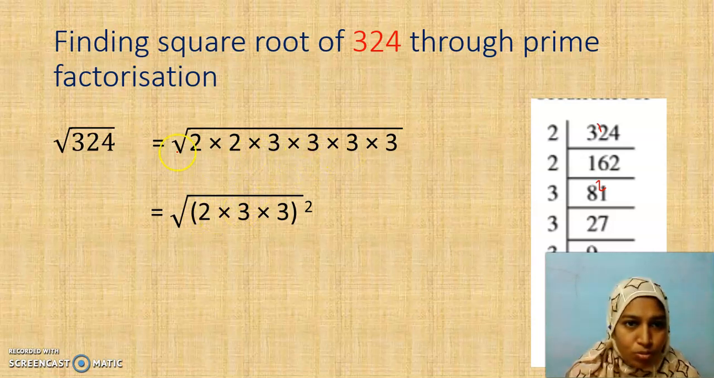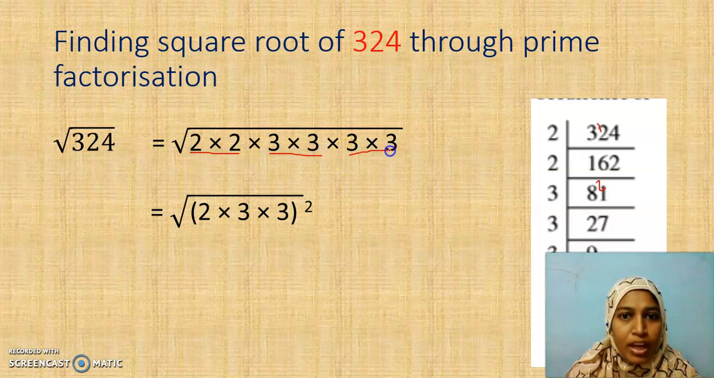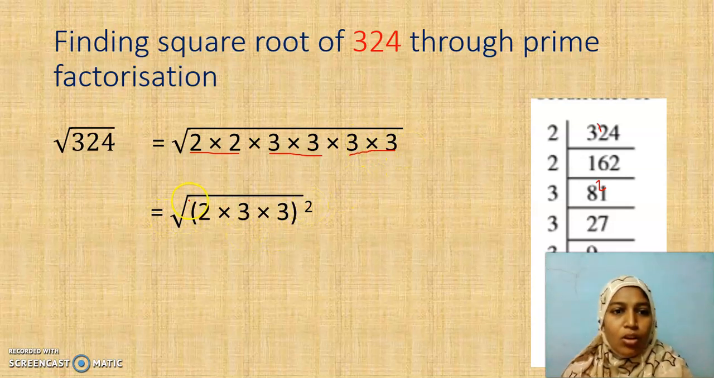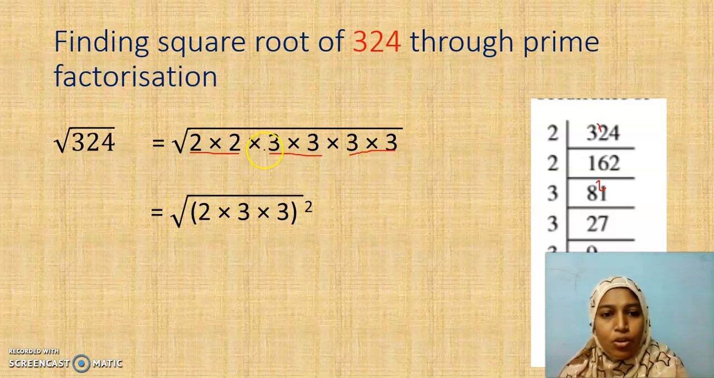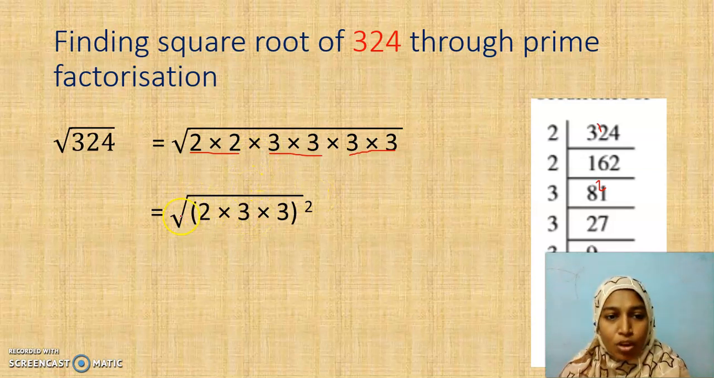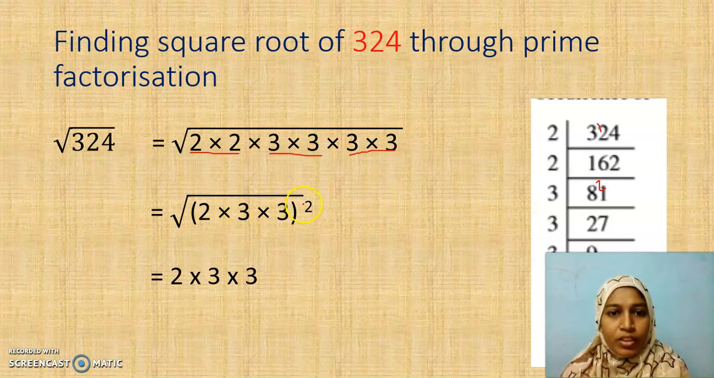For this pair, see, you should be very careful. Only if I am capable of sorting it out as pairs, I can get the answer. See, this 2 into 2, 1 2. For this 3 3, I take 1 3. For this 3 3, I take 1 3. Together I can write it as square. So as per the definition of square root, when the square root is taken for a square of a number, it is equal to that number alone. So I get 2 into 3 into 3 as the answer.